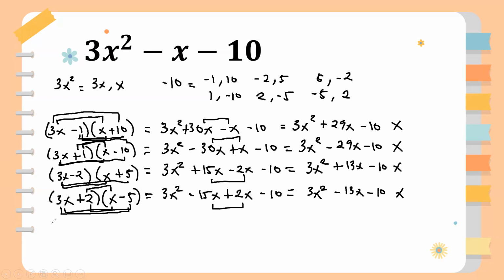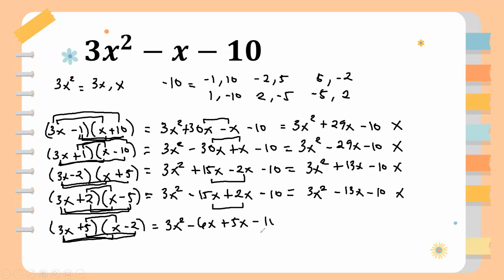Sige, try natin. So, we have 3x plus 5 times the quantity of x minus 2. Ang gagawin natin, we use the FOIL method. 3x times x for the first term is equal to 3x squared. Outer term, 3x times negative 2, that is equal to negative 6x. And then, inner, 5 times x is equal to 5x. And then, last term, 5 times negative 2, that is equal to negative 10.